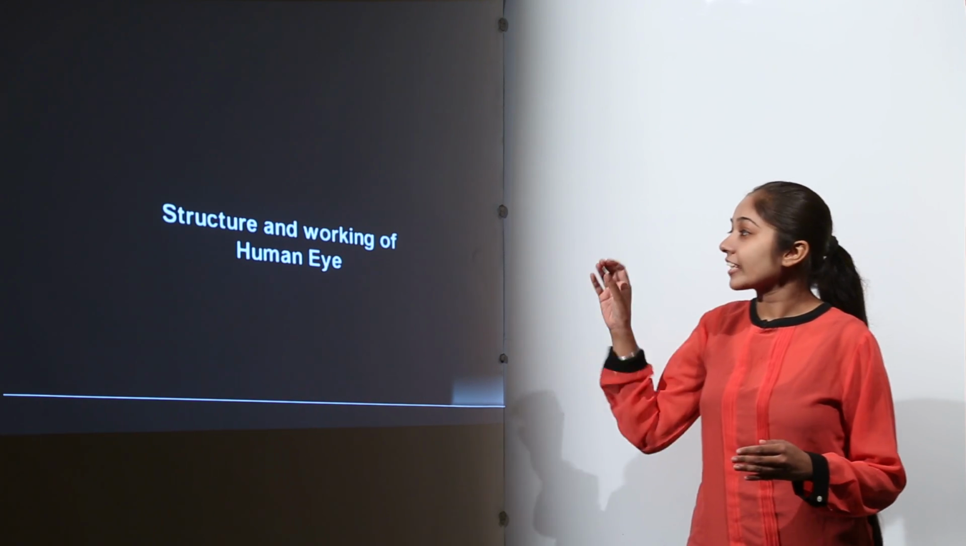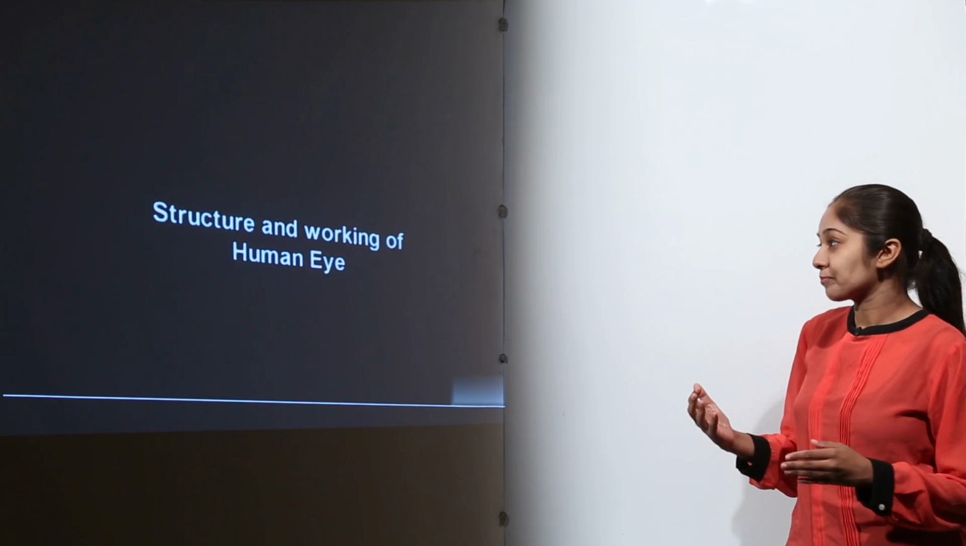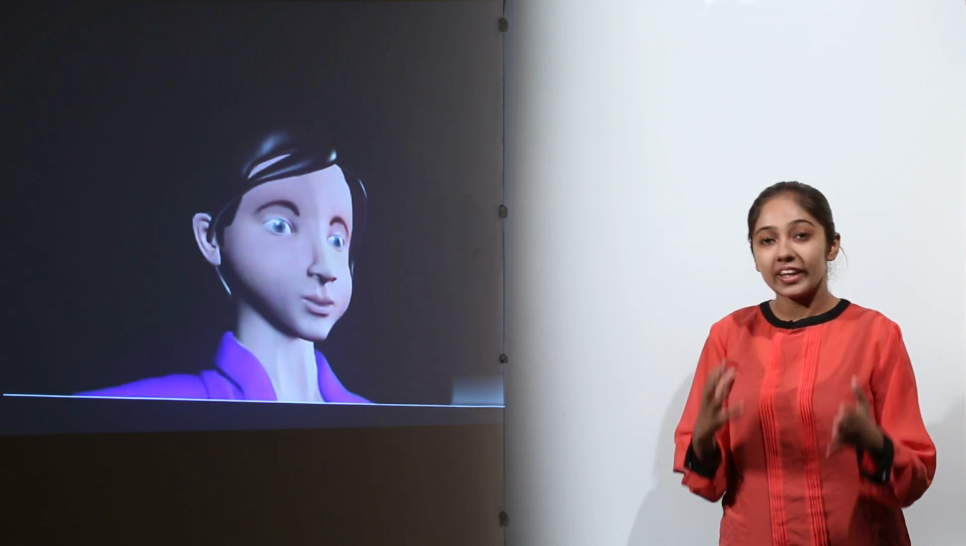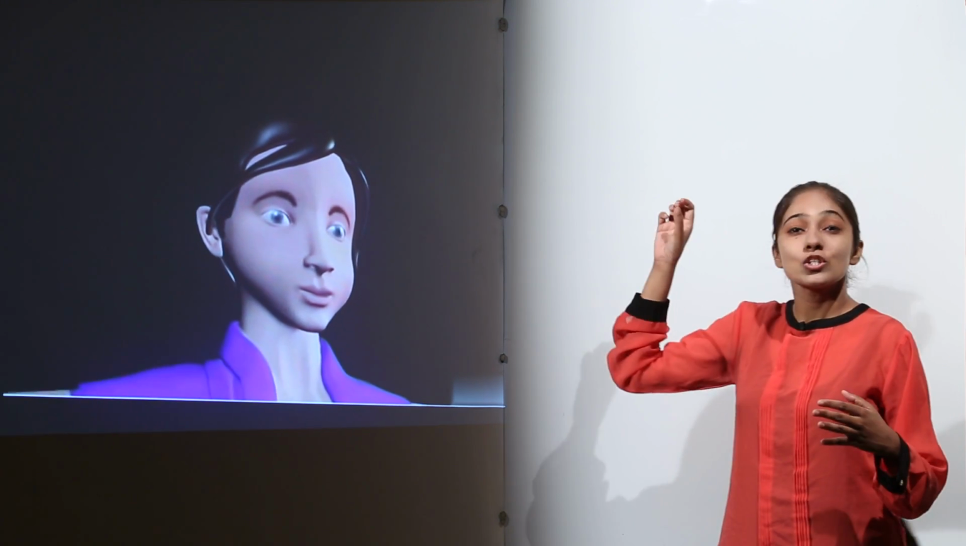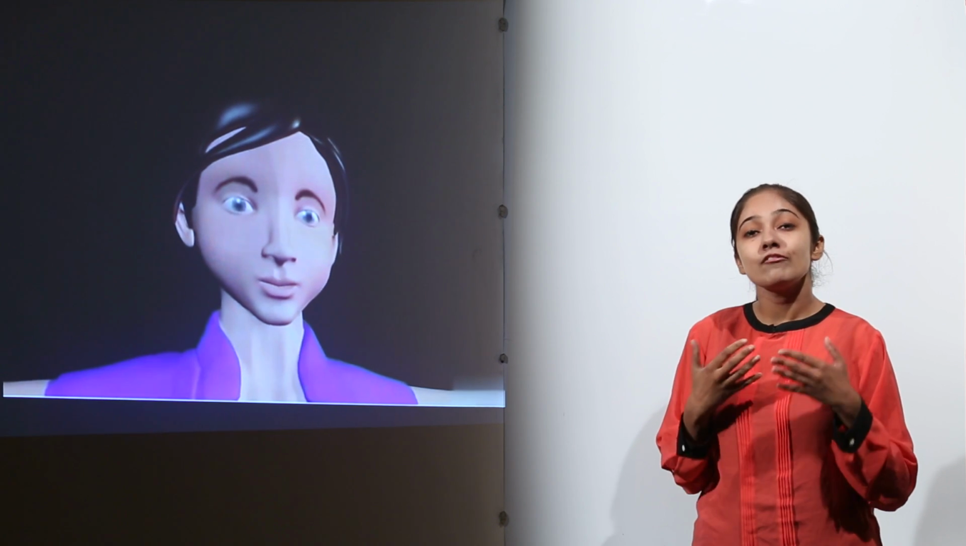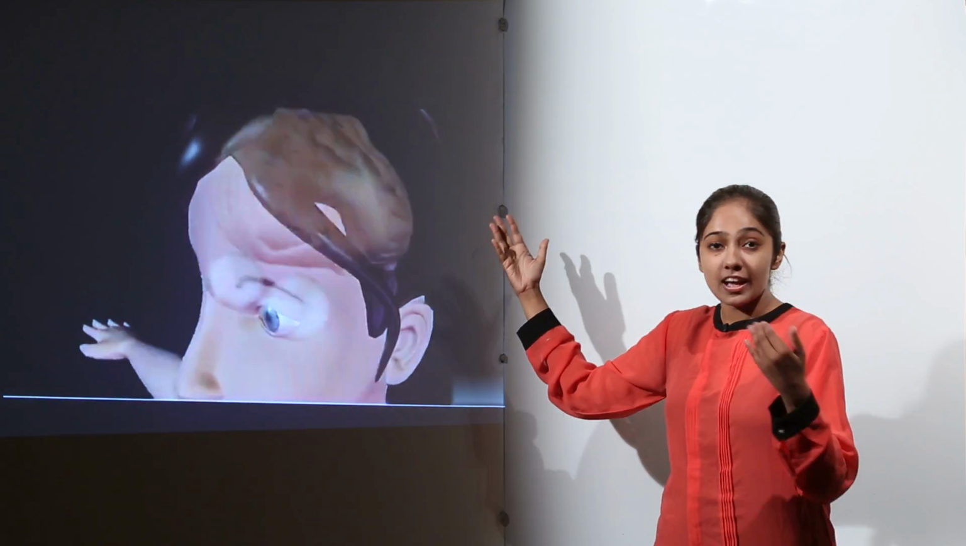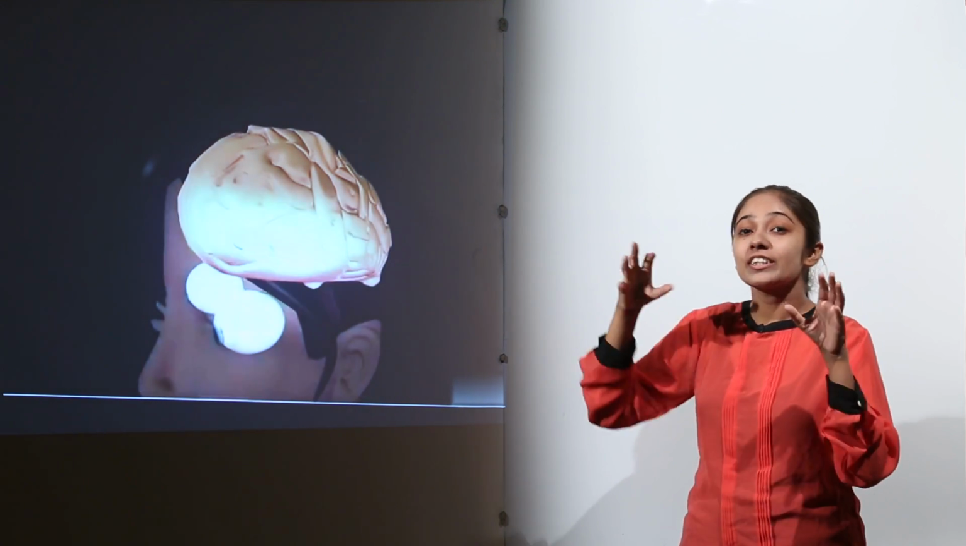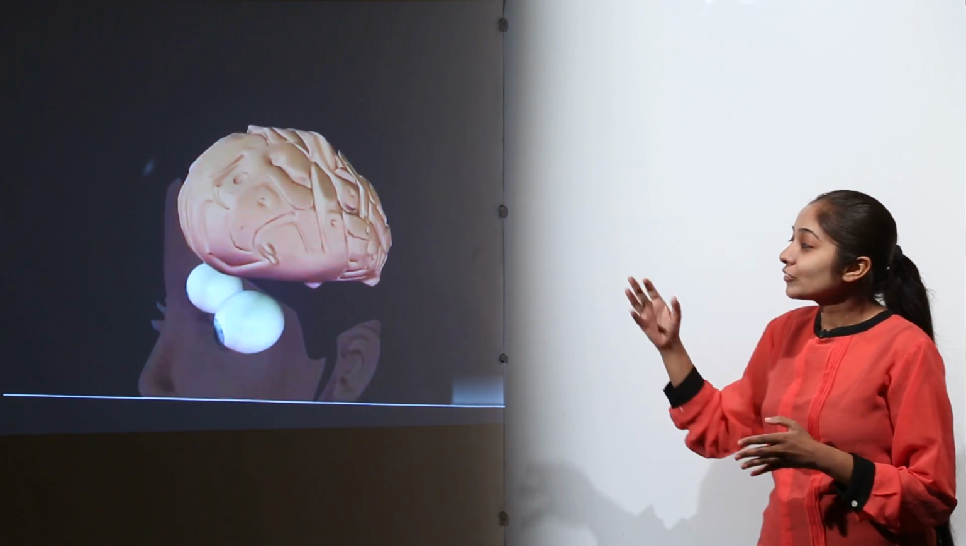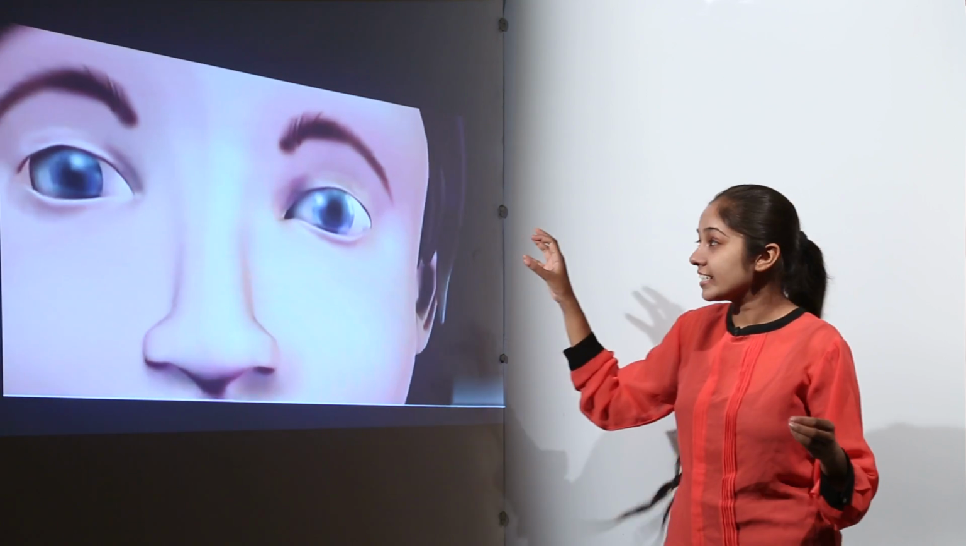Let's summarize the structure and working of the human eye. Nature has located human eyes close to the brain so that the nerve impulses, or the messages, can be transmitted very fast and the interpretation can be made quite fast. So this is how eyes have been located.